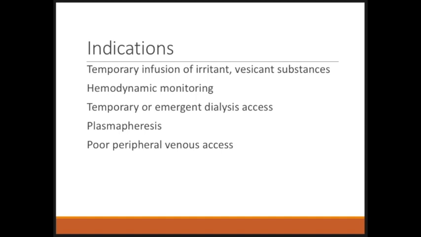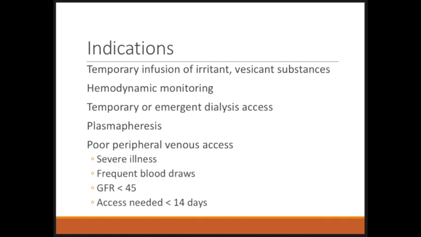But one indication that's growing in popularity following the vascular access guidelines called the MAGIC guidelines, released several years ago, is considering central venous catheter placement in patients with poor peripheral venous access. Specifically, if someone's severely ill, in borderline ICU though on the floor, needs frequent blood draws, especially if they have a low GFR, or their catheter is really needed for less than 2 weeks.